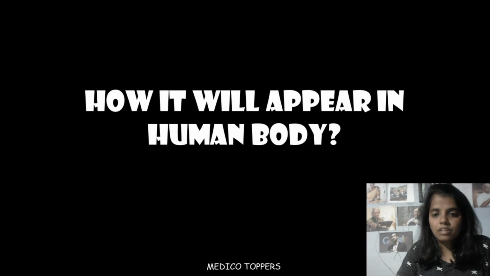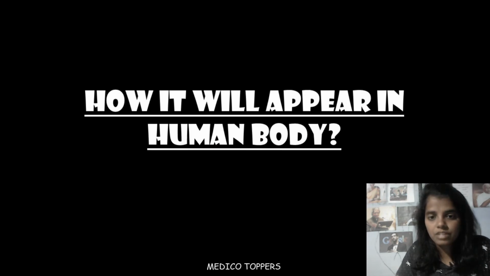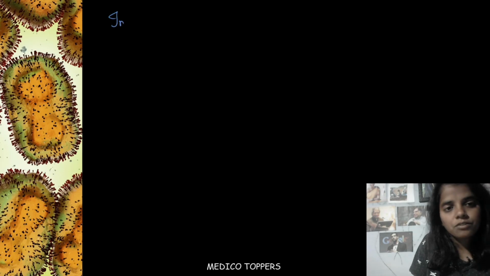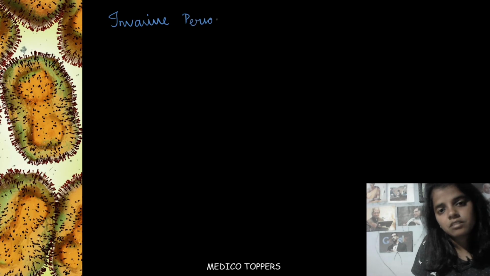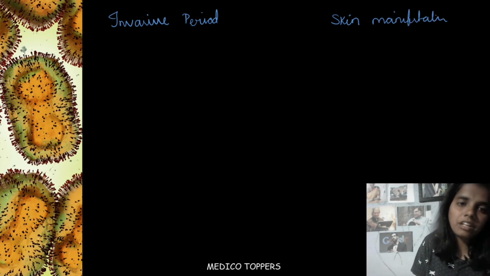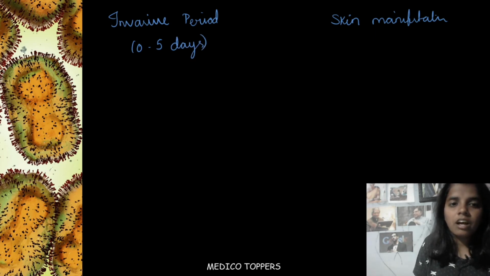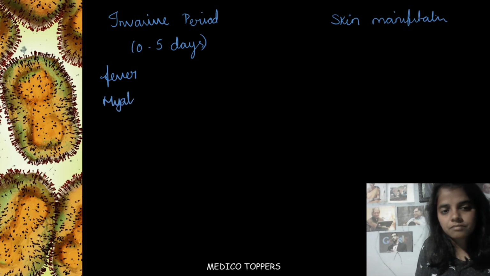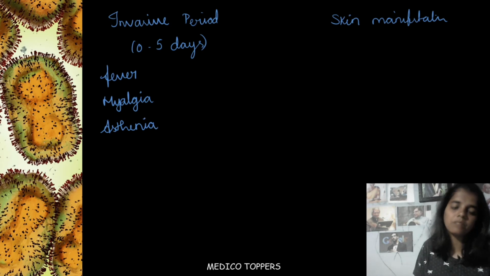How it will appear in the human body. It is nothing but the course of the disease. So here we have two periods. One is the invasive period and another one is skin manifestations. In the invasive period, which ranges from 0 to 5 days, the patient will develop fever, myalgia, asthenia, that is weakness, and myalgia is nothing but bodily pain or muscular pain. And there will be intense headache.